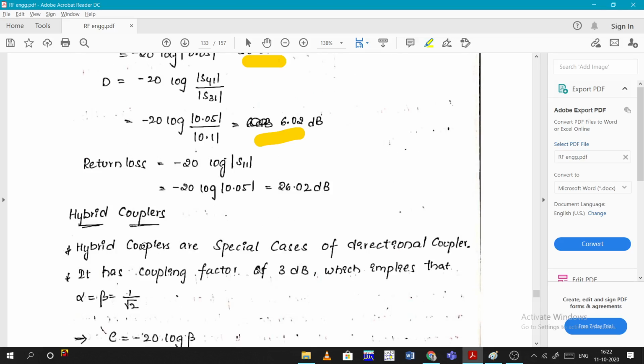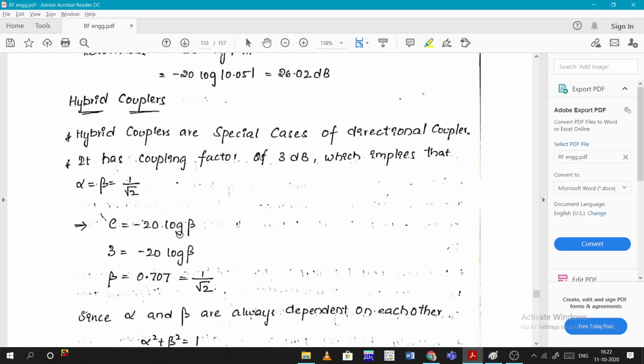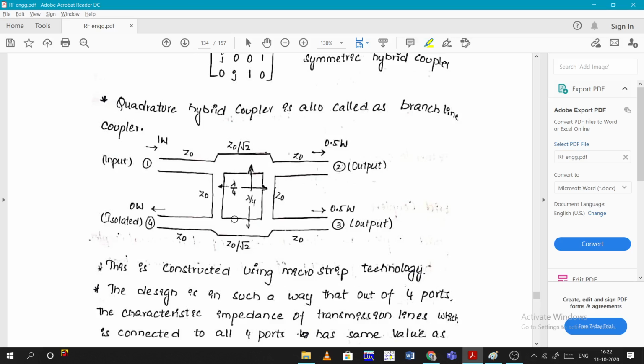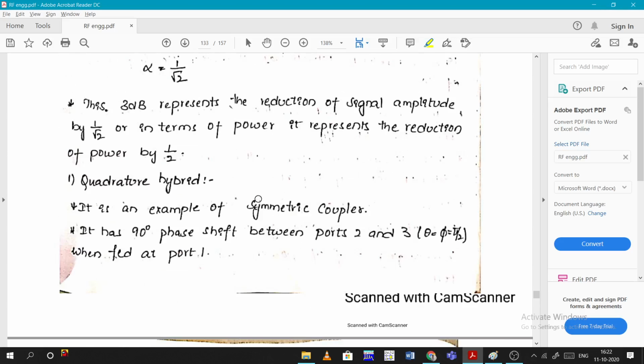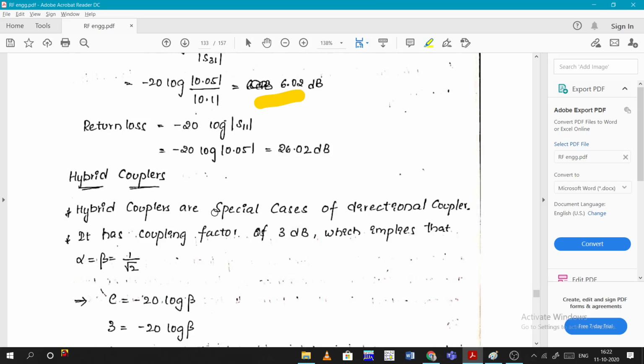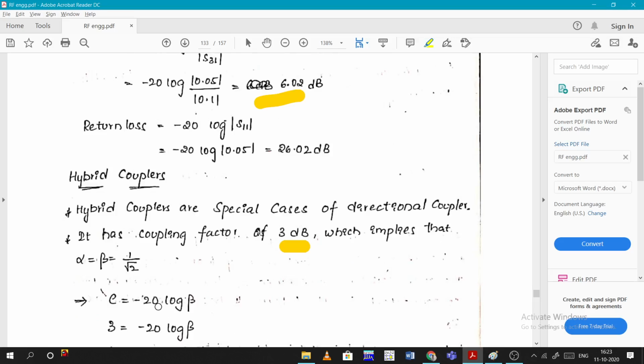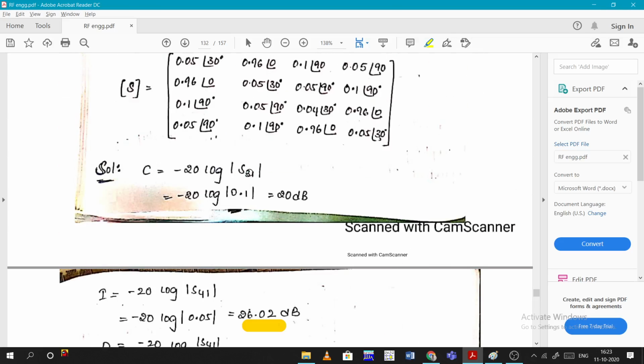Next, coming to the hybrid couplers. What is a hybrid coupler? Hybrid couplers will look like this. Hybrid couplers are a special case of directional couplers. They have a coupling factor of 3 dB. So they already told that the C value is 3 dB. From this, how can you calculate alpha or beta? Coupling is minus 20 log of S31, where S31 is equal to beta, as we discussed.